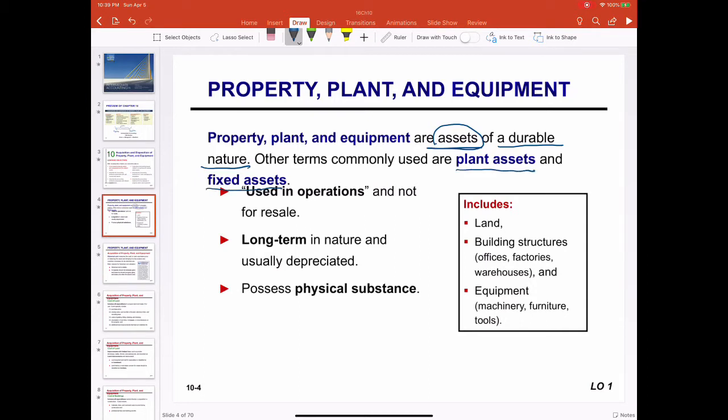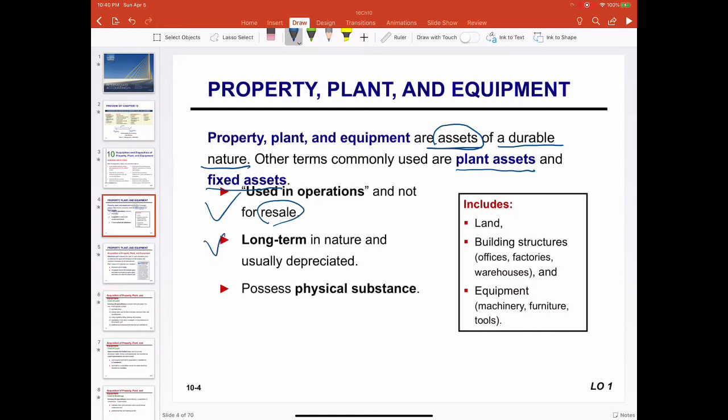There are three characteristics of property, plant, and equipment. First, it is used in operations. That's why I said it is an operating asset. The purpose to acquire property, plant, and equipment is for operating activities. In other words, it is to generate revenue. It's not for resale. Resale really refers to speculation. Actually, that's an investment activity.